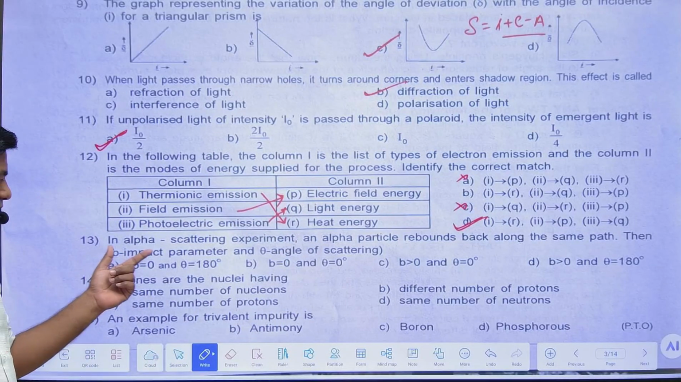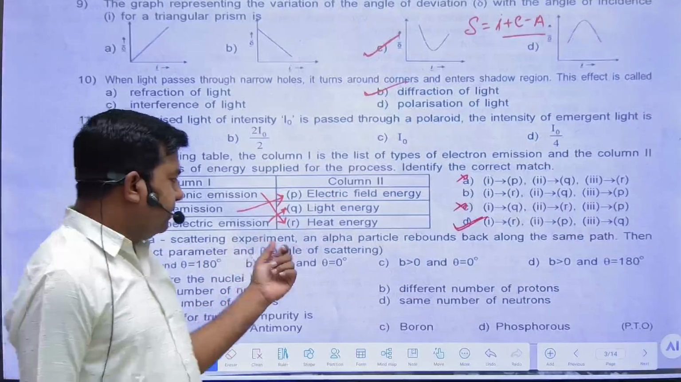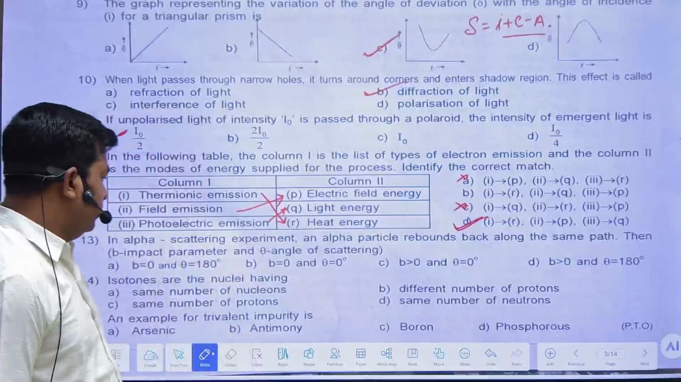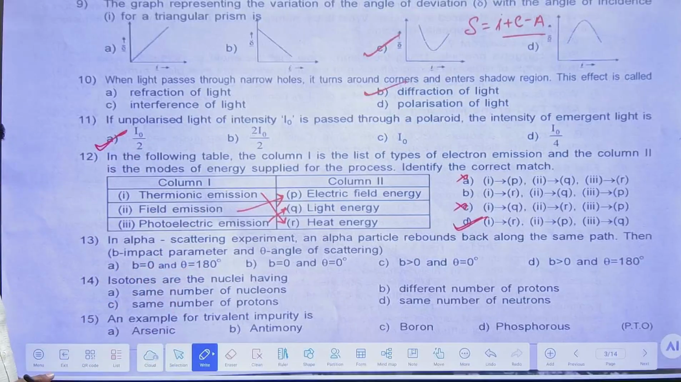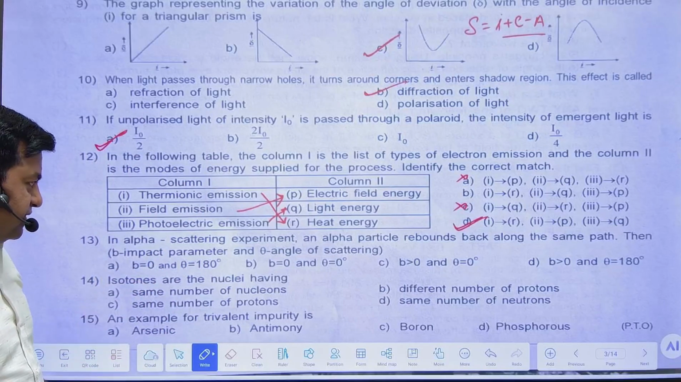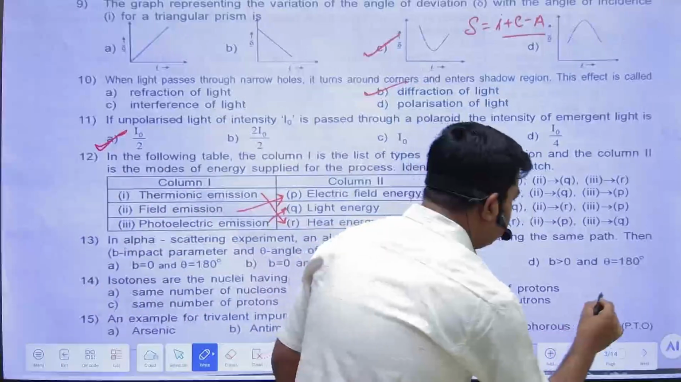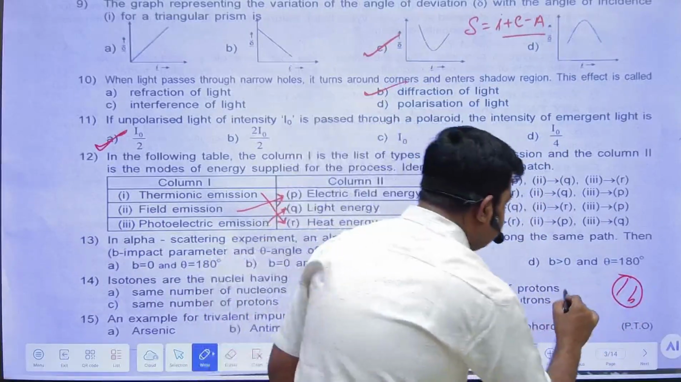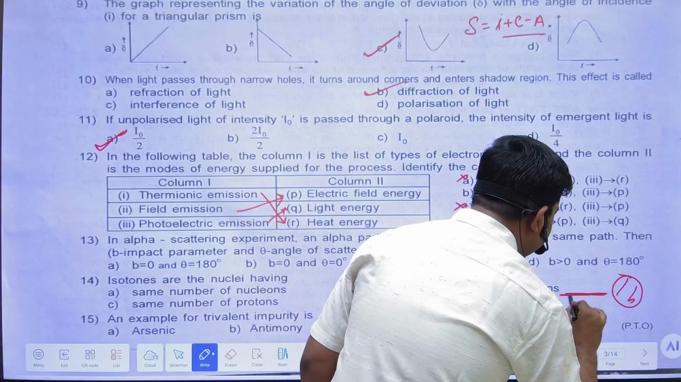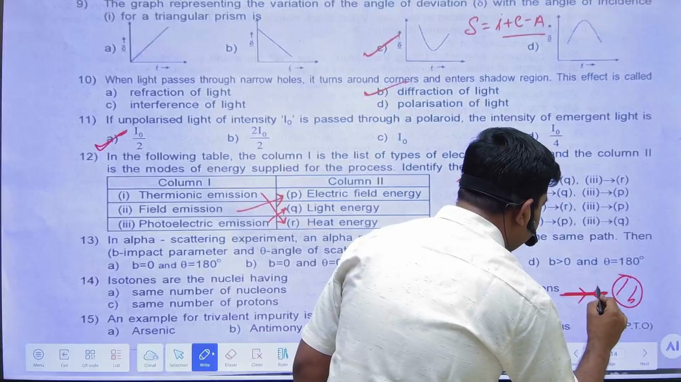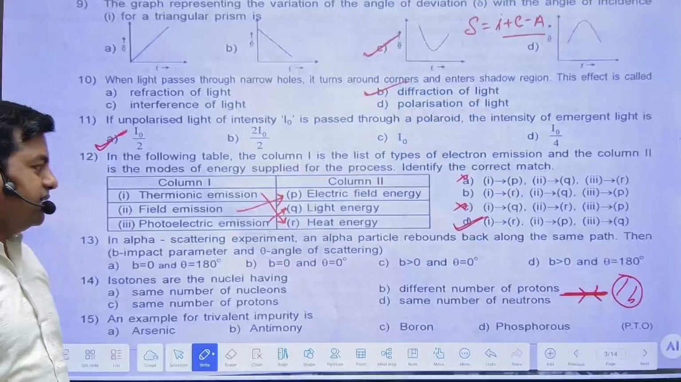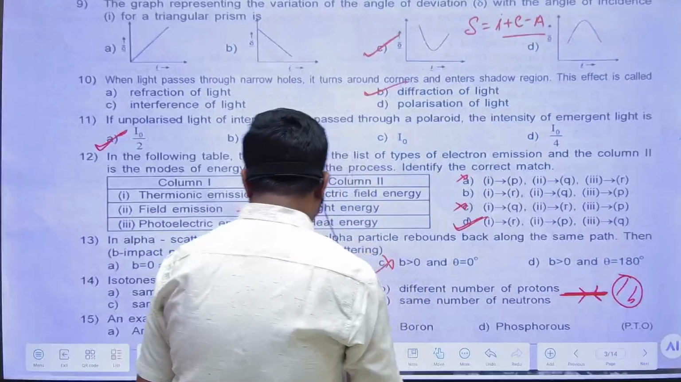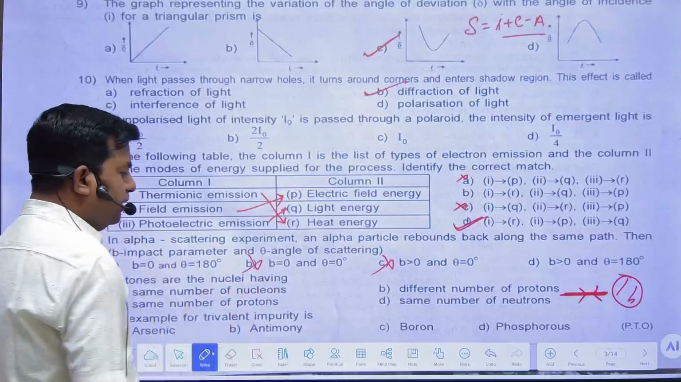Question number 13 is, in an alpha scattering experiment, an alpha particle rebounds back along the same path. Then b is the impact parameter and theta is the angle of scattering. So here, this is the nucleus of an atom and this is the alpha particle. For those alpha particles which move along the direction of the nucleus, they return back along the same path. That is, theta is equal to 180 degrees. So we can say that option C is incorrect and option B is also incorrect.